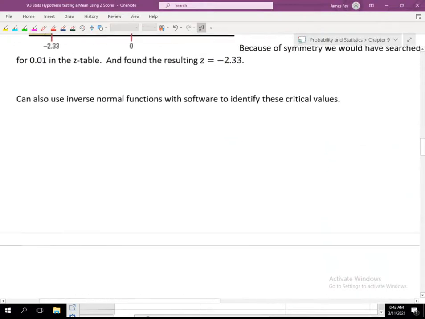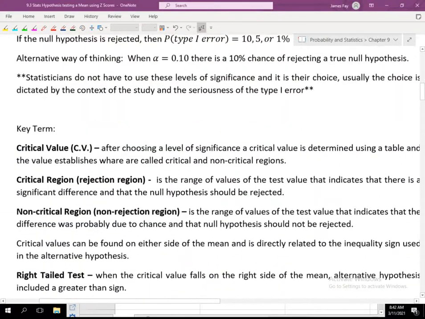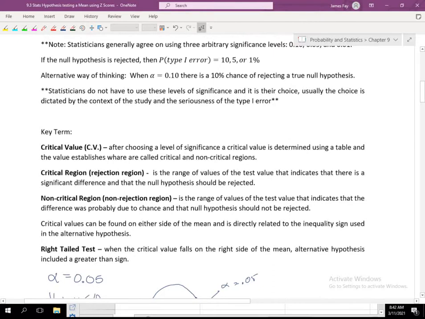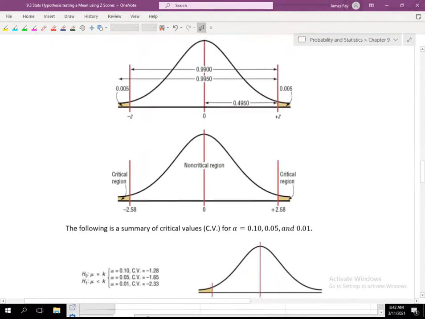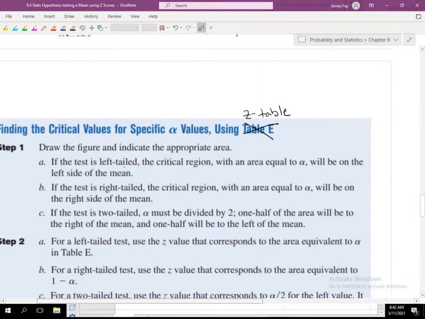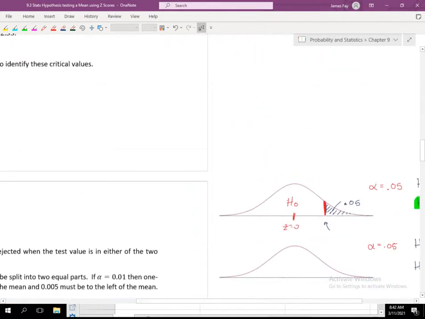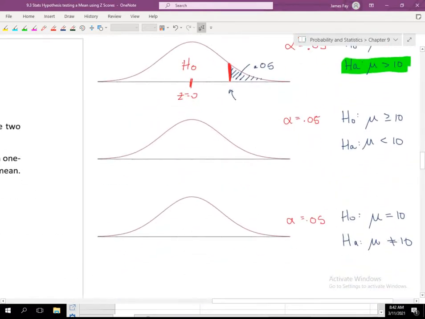We go back up here to this vocabulary word. It says after choosing a level of significance, a critical value is determined using a table, and the value establishes where we have critical and non-critical regions. I know I really messed that up; I spelled where pretty badly there. But that's the idea of being able to locate critical values, and those critical values are the threshold between non-critical and critical regions, which is ultimately the threshold for whether we reject or do not reject a null hypothesis.